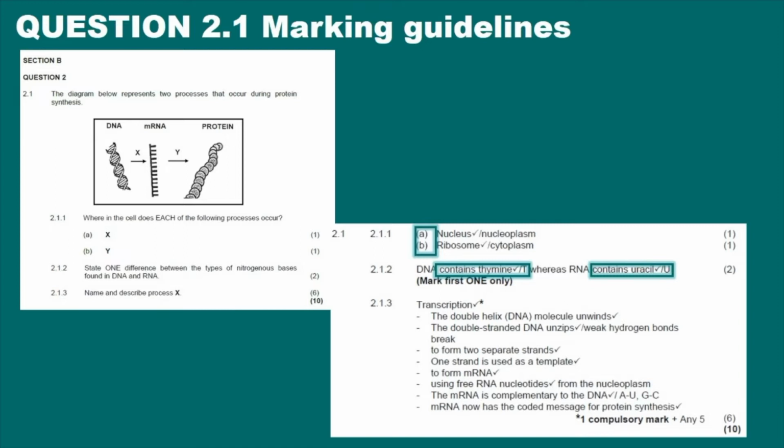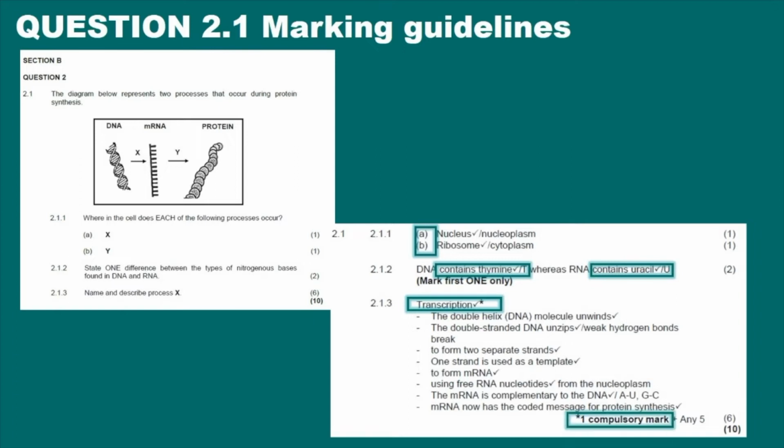Then question 2.1.3 said that you had to name and discuss the process. So a compulsory mark was given for the name of the process, and process X is known as transcription. And then there's an extra 5 marks for you to describe the process that's taking place. And as you can see, there are about 1, 2, 3, 4, 5, 6, 7, 8 possible marks that you can be rewarded when describing this process, and you only need 5.